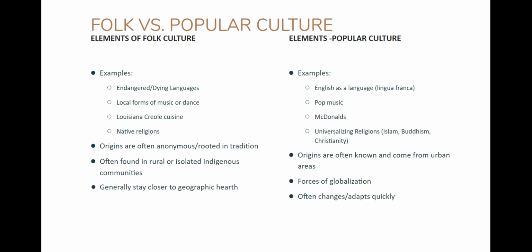Or native religions. So what all four of those things have in common is that they are more associated with a singular geographic area. They are not super widespread. The origins of folk culture often can be anonymous or rooted in some long-standing tradition, and they tend to be found more in rural or isolated communities, oftentimes communities of indigenous people. So folk cultures are known for not spreading as widely from the geographic hearth. And we'll talk about that a lot as we talk about cultural diffusion, how elements of culture spread.